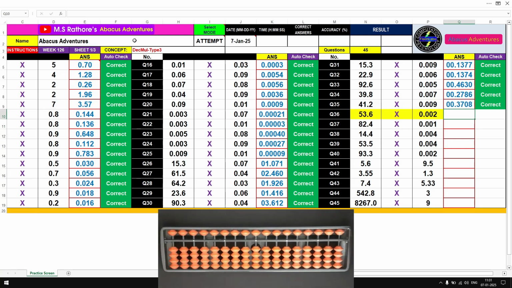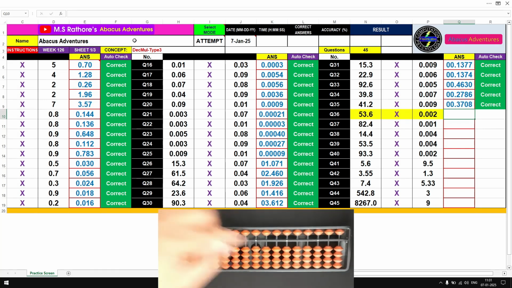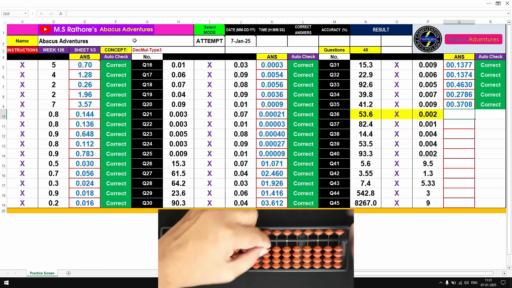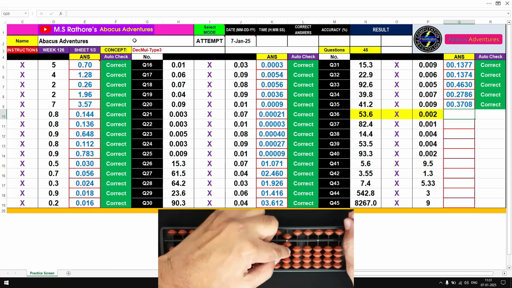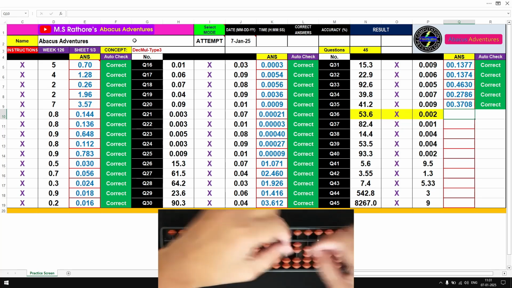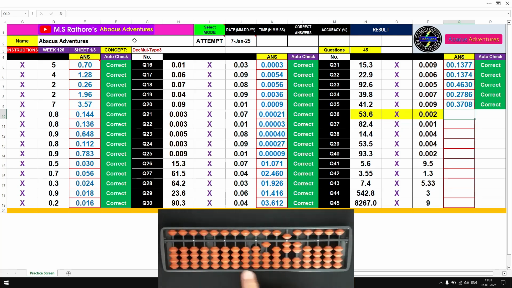Question number 36, 53.6 multiplied by 0.002 beginning from rod number 0. 2 5s are 10, shifted. 2 3s are 0, 6, shifted. 2 6s are 12. The answer is 00.1072.